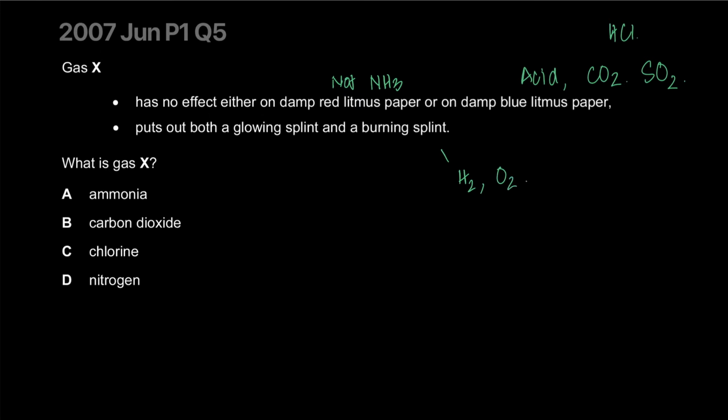Let's see. Ammonia is out, carbon dioxide is out. Could be chlorine, could be nitrogen. Actually, chlorine will do what to litmus paper? It'll bleach it out, it'll turn it white. Right? So chlorine's out. The correct answer is nitrogen.